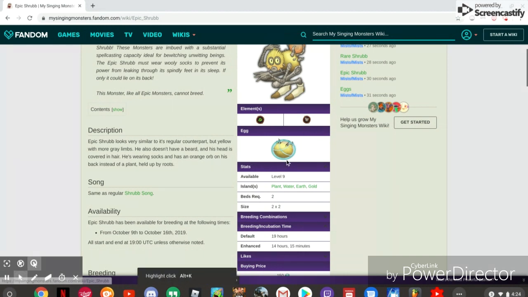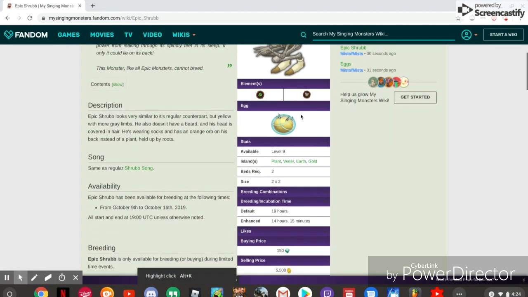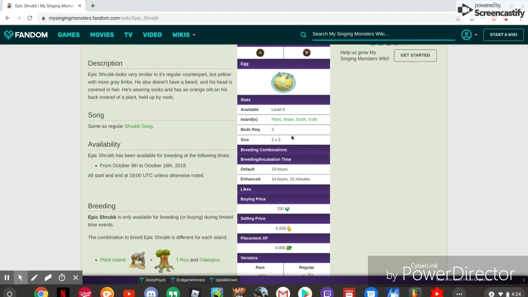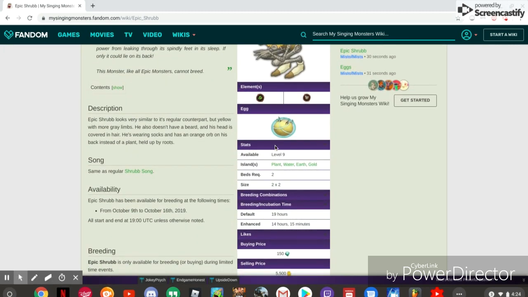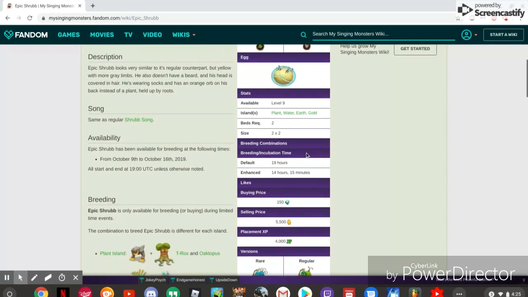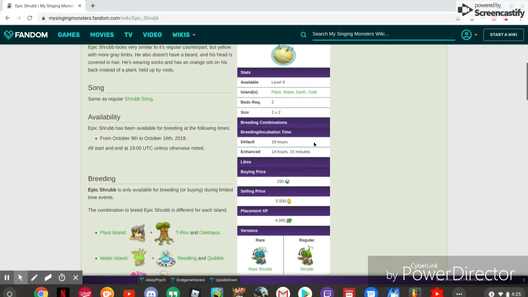Alright, so this is Epic Shrubb's egg. It looks pretty cool. The island he is available on is... Oh, no, I should start from the top. Available at level 9. Islands are plant, water, earth, and gold. Beds required are 2. Size is 2 by 2. Default is 19 hours for the breeding.